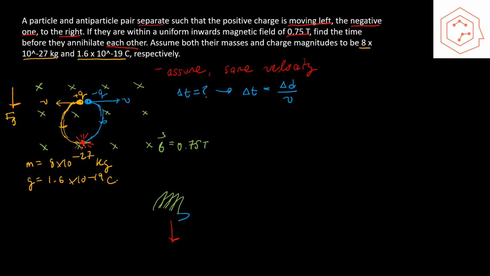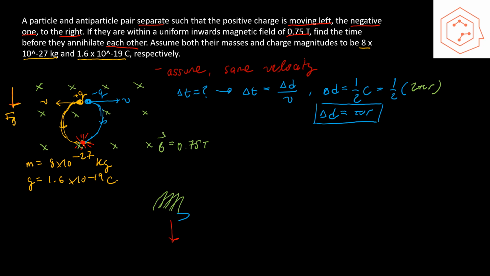Now in this case, both of them are going to be traveling half the circumference of their circular path. So in this case, delta d is equal to 1/2 the circumference of the circle, and the circumference is equal to 2 pi r. So there's 1/2 of 2 pi r. These 2's cancel, and so we know that delta d, or the distance that they travel, is equal to pi r.